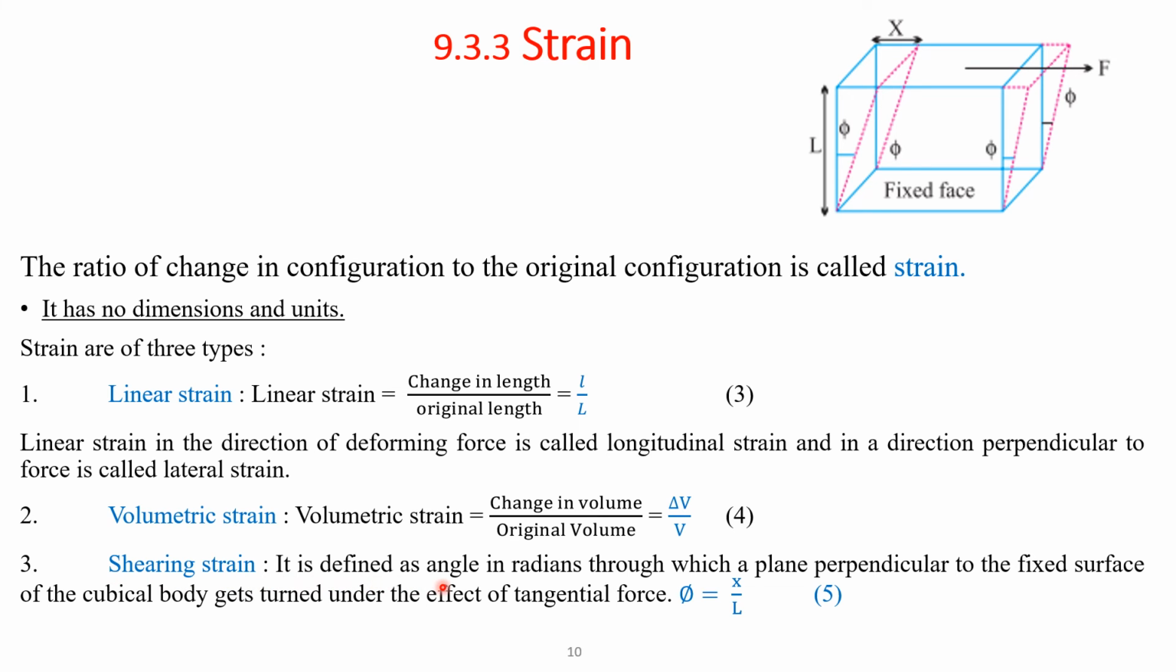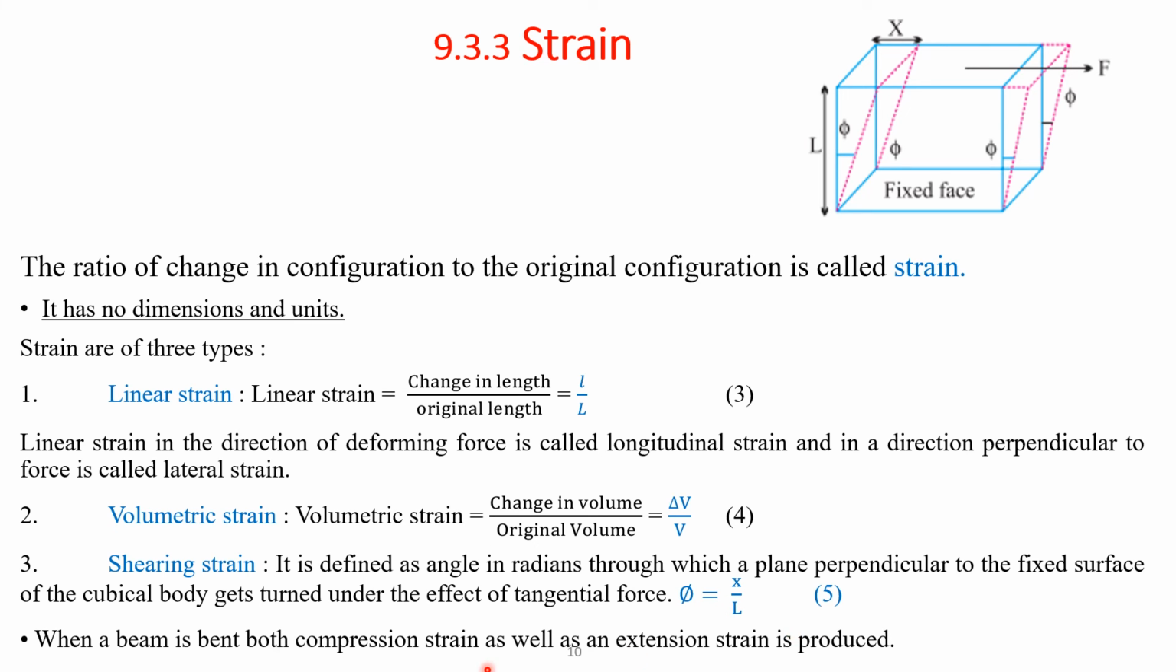It is defined as the angle in radians through which a plane perpendicular to the fixed surface of the cubical body gets turned under the effect of the tangential force. Therefore, phi is equal to x by L. So, in the figure above, if you correlate the angle phi, then phi is equal to x by L. When a beam is bent in a building, in a civil engineering structure, both compression strain as well as extension strain are produced.